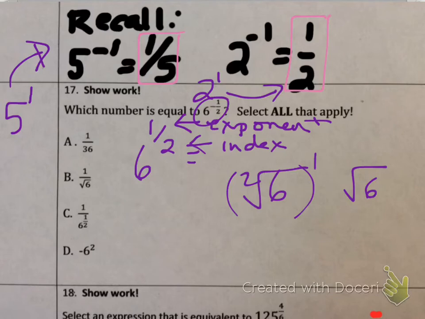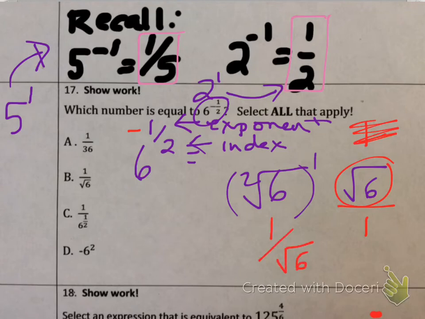So how do we modify our answer if it was a negative 1/2? You just take this expression and find the reciprocal. Right now the expression is root 6 over 1, so the reciprocal would interchange the numerator and denominator, so it would be 1 over the square root of 6.